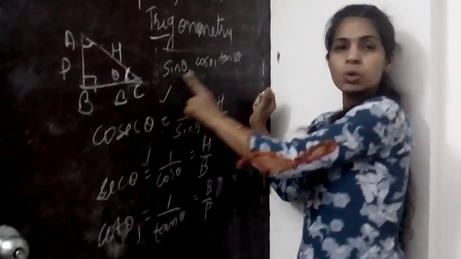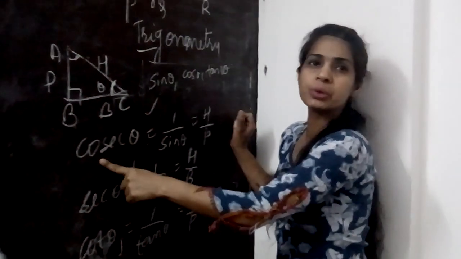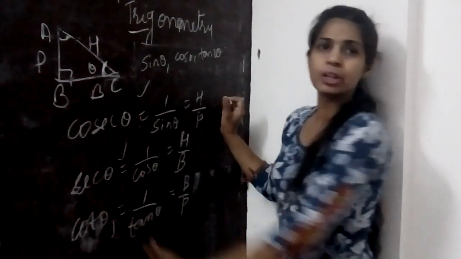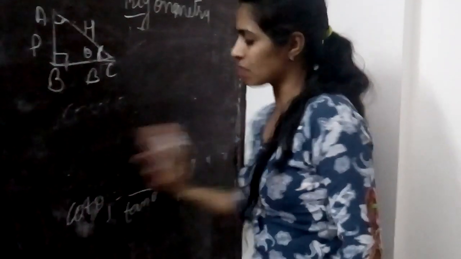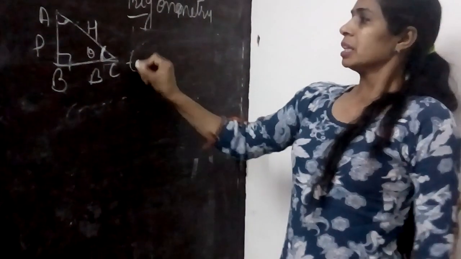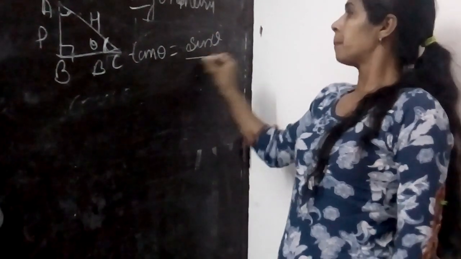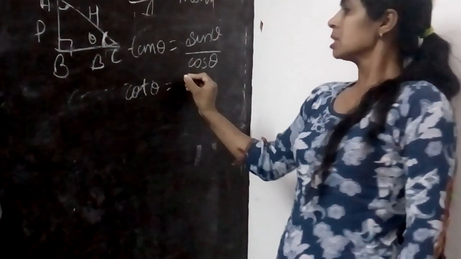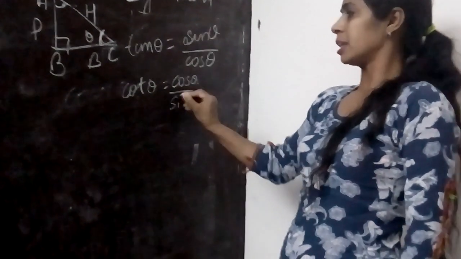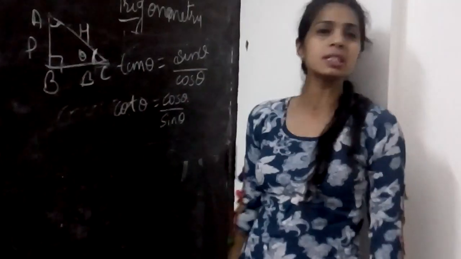So if you know sine theta, cos theta, and tan theta, it becomes very easy for you to learn cosec theta, sec theta and cot theta, as they are just the reciprocals. Another two very important relations that you will be using throughout this chapter are: tan theta can also be written as sine theta upon cos theta, and cot theta can be written as cos theta upon sine theta. These are two other important formulas that you will be using in this chapter.